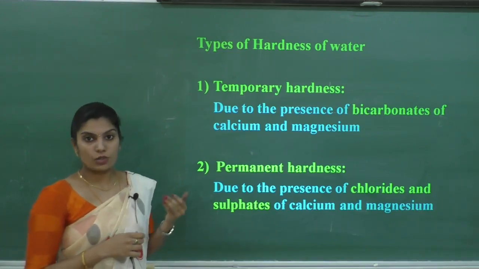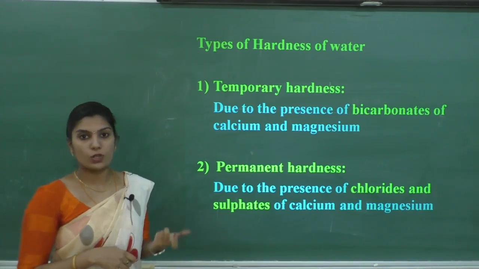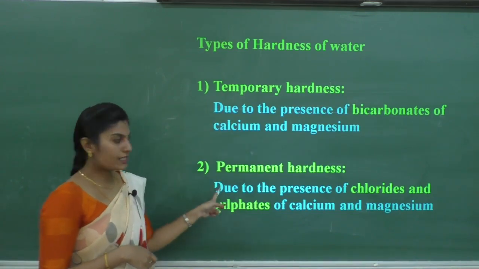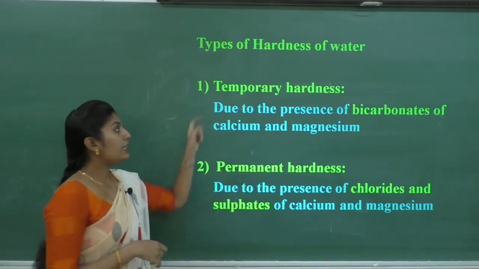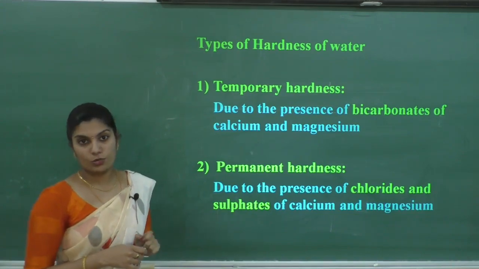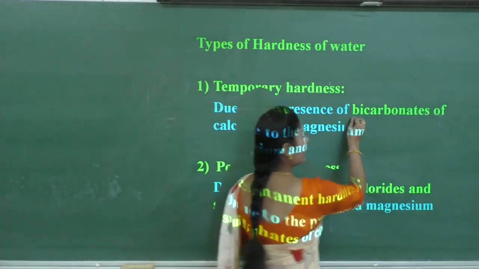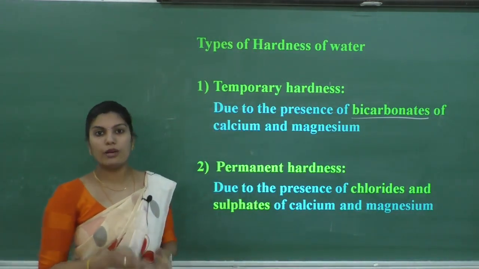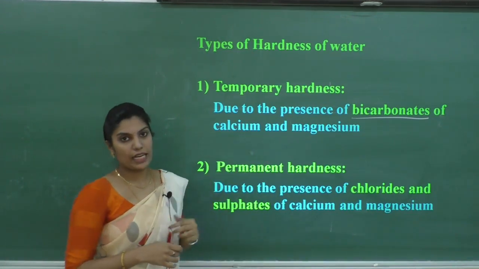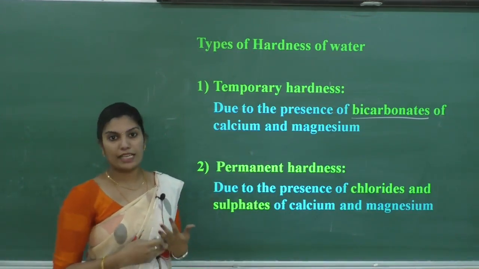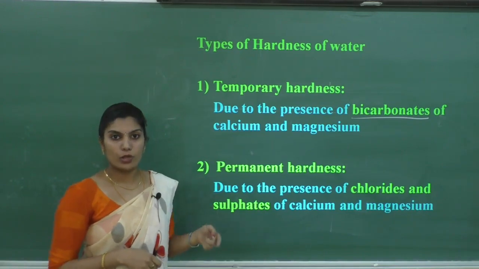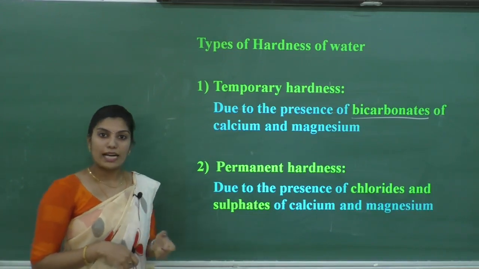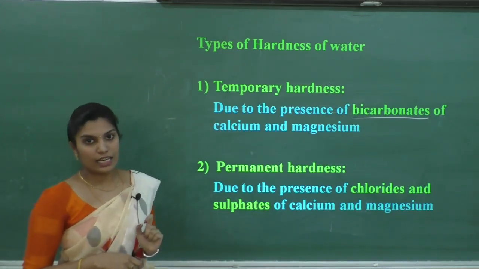water. Based on which type of salt is present in water, it is classified into two types, temporary hardness and permanent hardness. Temporary hardness is mainly due to the presence of bicarbonates of calcium and magnesium. If the water contains calcium bicarbonate or magnesium bicarbonate, then that type of water is said to be temporary hard water. Then the type of hardness is called temporary hardness.